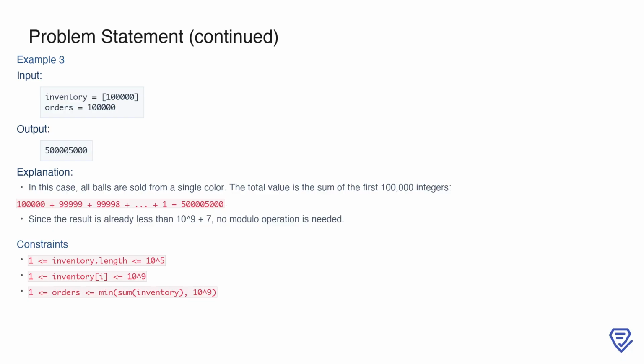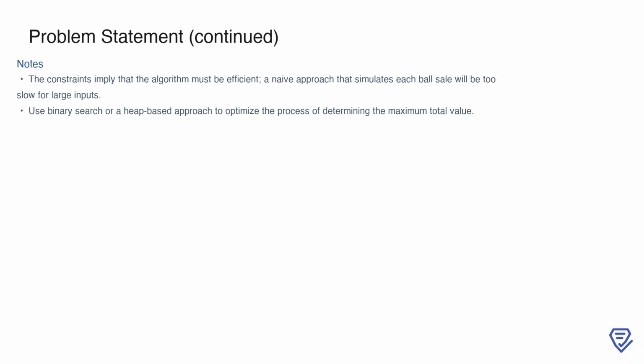This example demonstrates how to handle cases where all balls are sold from a single color and the total value can be computed mathematically without iterating through each sale. Finally, it's important to note that the constraints of the problem require an efficient solution. The inventory length can be as large as 10 to the power of 5, and each color can have up to 10 to the power of 9 balls.